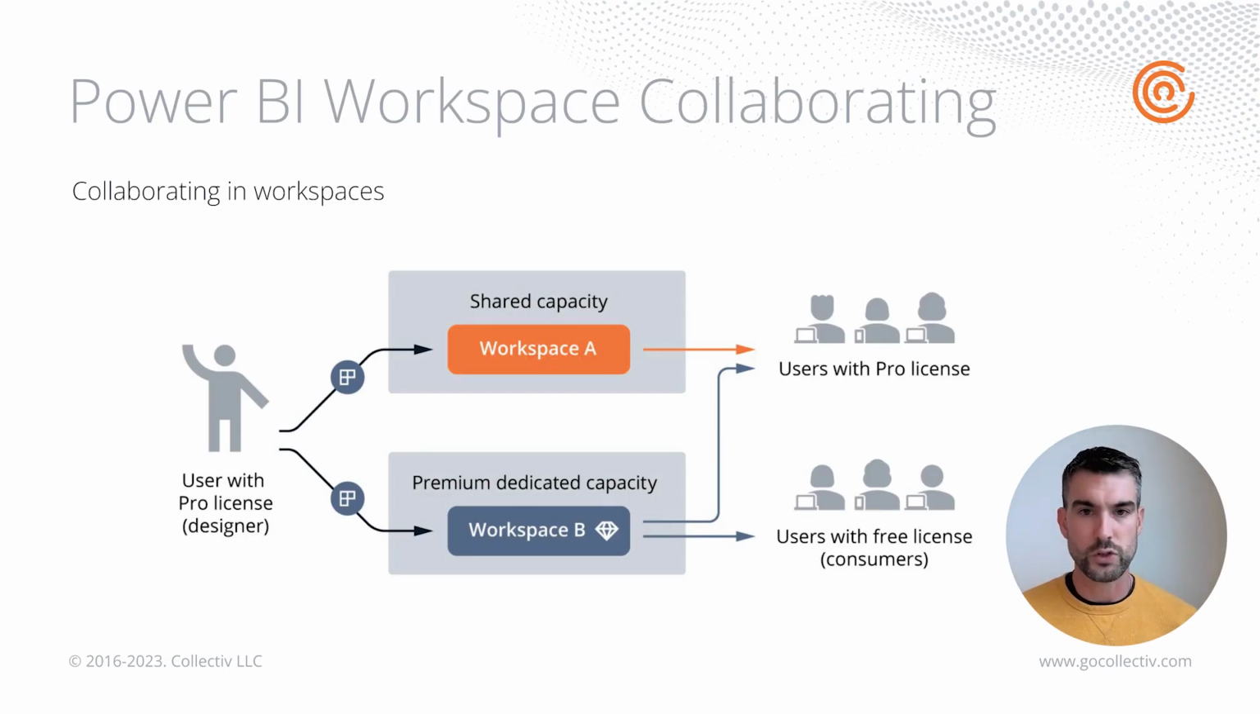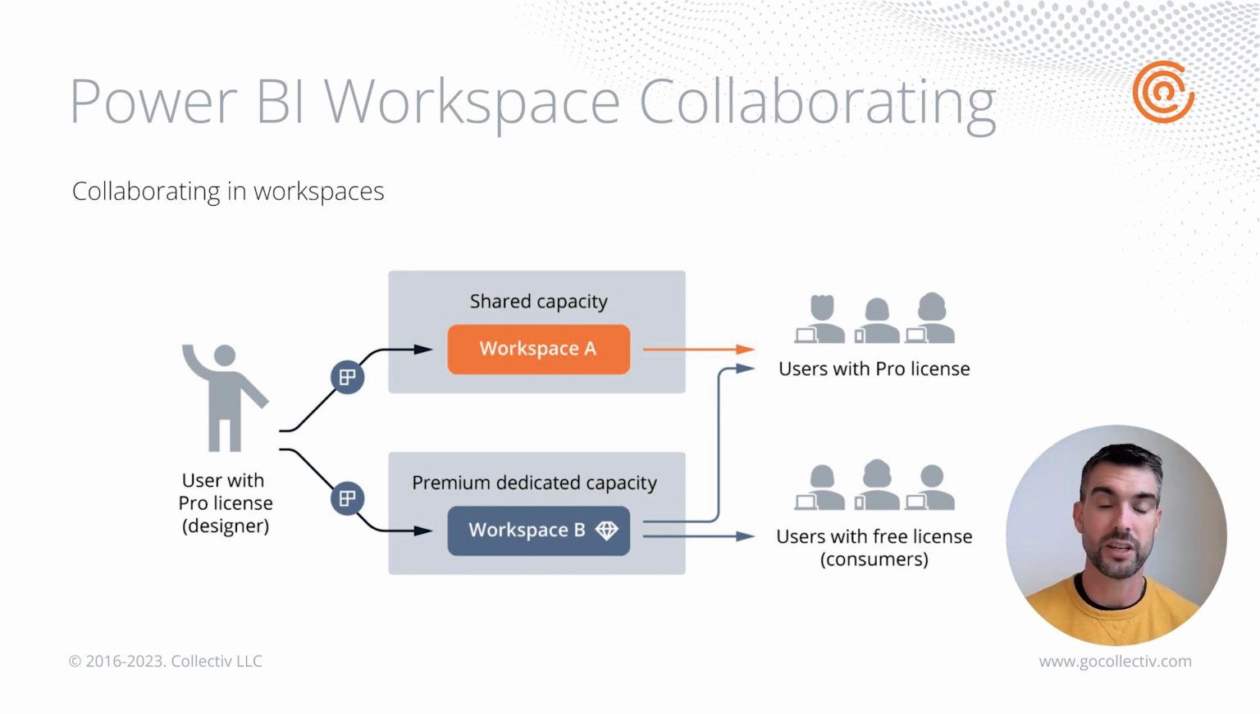This is just a visual here to help understand how collaborating works within Power BI. You can see on the top, Workspace A is shared capacity. I have one user with a Pro license who's designing and publishing. I'm publishing that up to my top workspace, Workspace A. Users with Pro licenses can access that, okay?